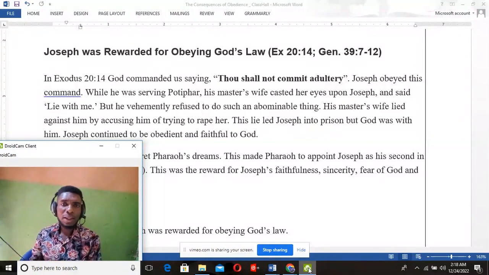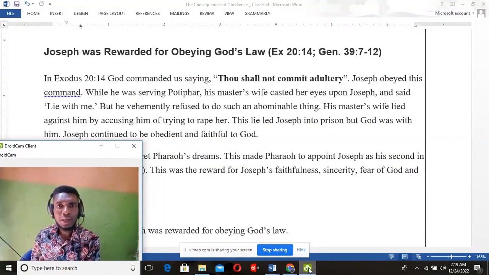And that was where the cupbearer remembered what had transpired between him and Joseph at the prison, and he mentioned him to the king. Joseph was invited, and he interpreted the dreams of Pharaoh. And what was the interpretation? That there are going to be 7 years of abundance in Egypt and 7 years of famine. But the famine will be so severe that it will look as if there were never 7 years of abundance.